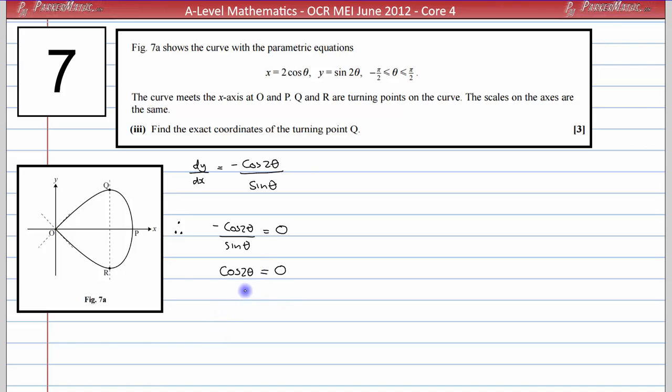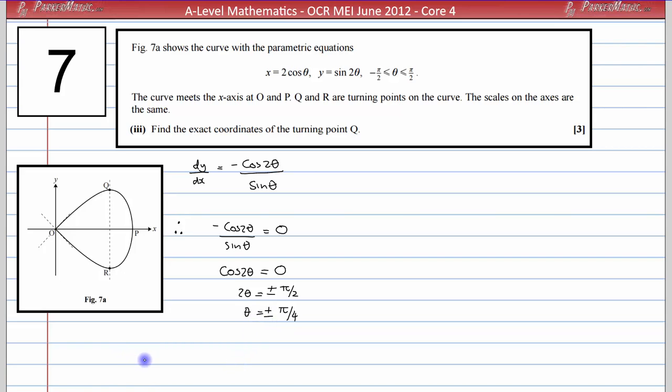If you think about the shape of the cosine graph, that means that 2 theta must either be pi over 2 or negative pi over 2, which means that theta must be plus or minus pi over 4. However, that gives us two turning points, which correspond to the fact that the gradient is 0 at Q and at R, and we need to figure out which one we want at Q.